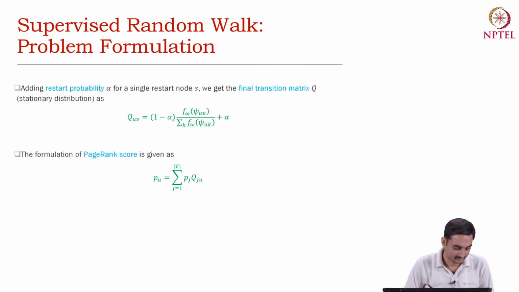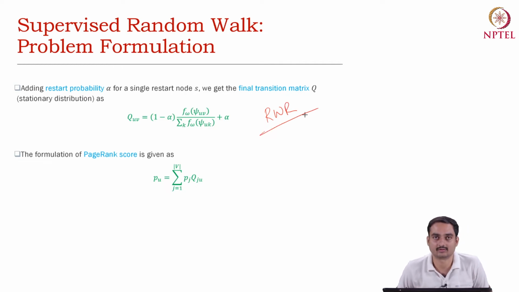Okay. Now, what you do, from the stochastic transition matrix, you get the actual transition matrix, right. And remember what we do here, we use something called random walk with restart, and we have already discussed what random walk with restart is in the chapter on link analysis.